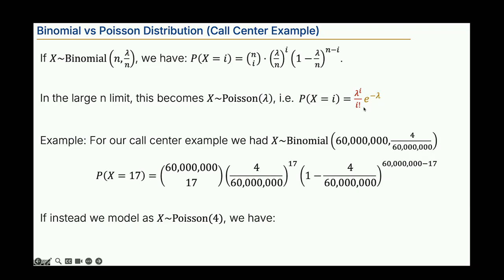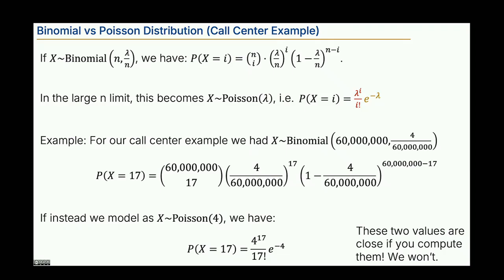So if we were to take that formula and try to plug in the probability that we have x equals 17 calls in a particular minute, then we just have 4 to the 17th over 17 factorial times e to the minus 4. Okay? All right. And these two values are close if you compute them. I'm not going to do it, but you can show that they're both around 1.83%.